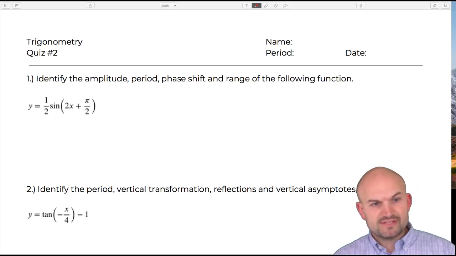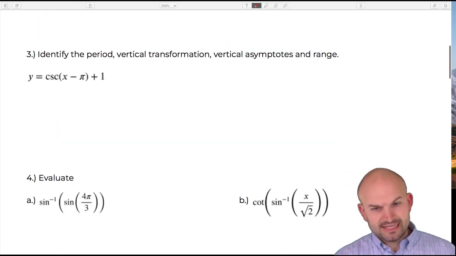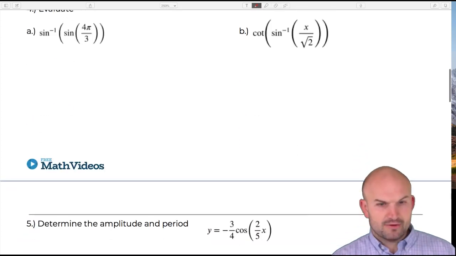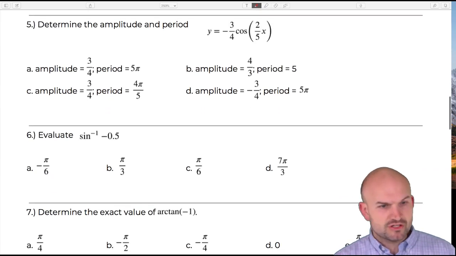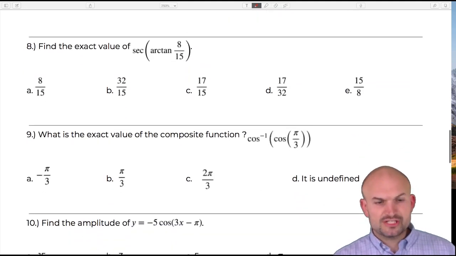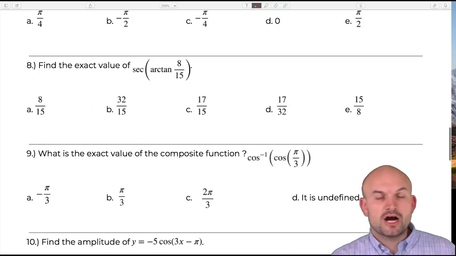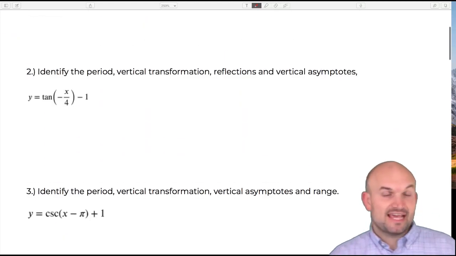For the second quiz for trigonometry, we're going to cover identifying the parts of the sine, the tangent, and the cosecant graph, as well as evaluating the composition of trigonometric functions and their inverse. Then we're going to work on some multiple choice questions, again dealing with our trigonometric functions and looking at the inverse. This quiz is really over only 3 sections, basically just graphing and inverses of our trigonometric functions.